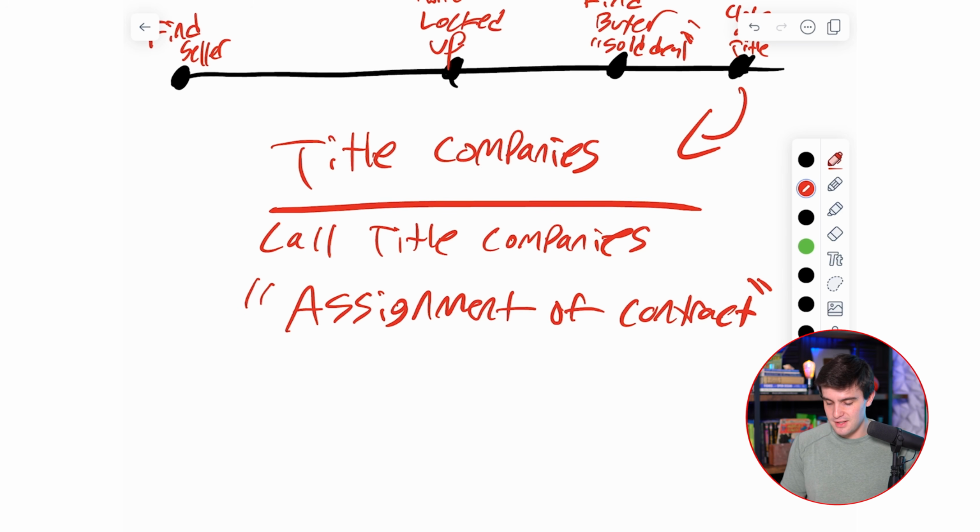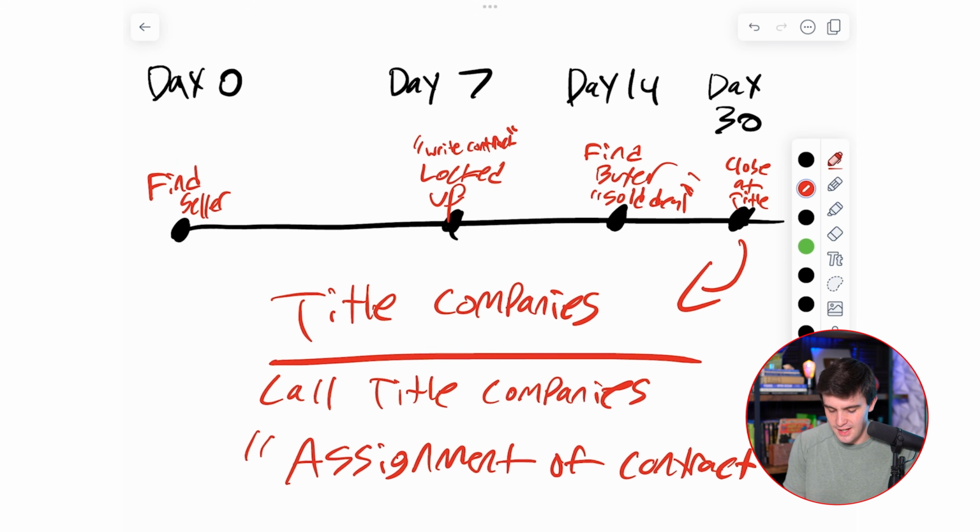And that's basically the wholesaling real estate process. You find a seller, let's say for 100 grand, locked up for 100 grand, sell it for 120, you get your $20,000 check, just like the checks we get here, and boom, you're good to go for wholesaling real estate.